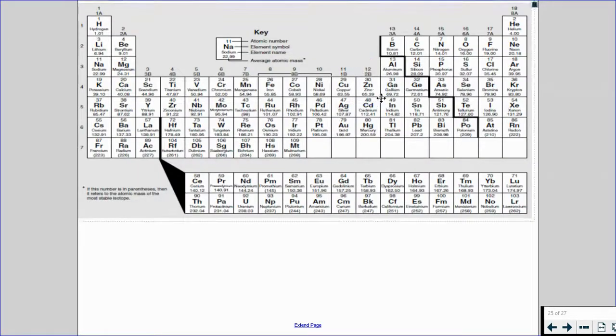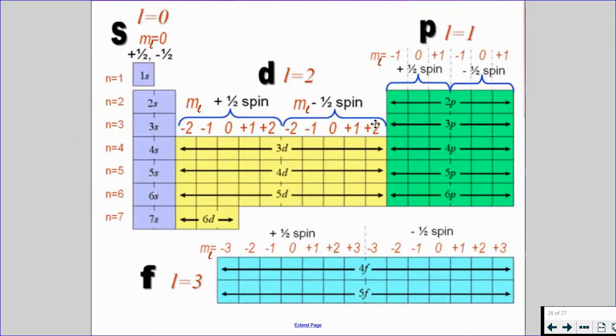What about zinc? So the location is here. This is a little tricky now. This first line of the d block is actually still part of the third energy level. So we call this n equals 3. Even though it looks like it's n equals 4, this is still part of energy level 3. So the principal quantum number is n equals 3.